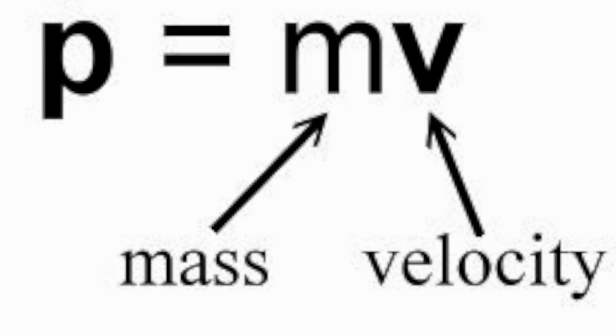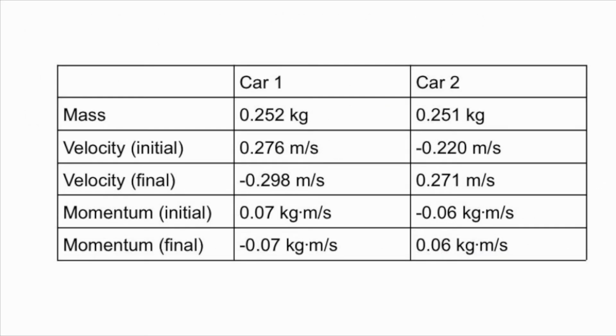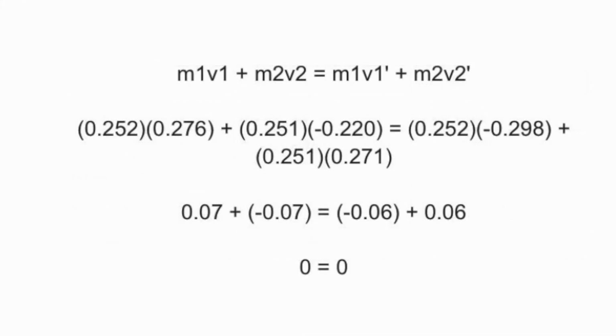We then used the momentum equation to solve for momentum using the mass and velocity. We then compiled our data into a chart showing the mass, initial velocity, initial momentum, and final momentum for each car. We then used the conservation of momentum formula showing the initial total momentum on one side and final total momentum on the other to show that our total momentum for each side was equal.